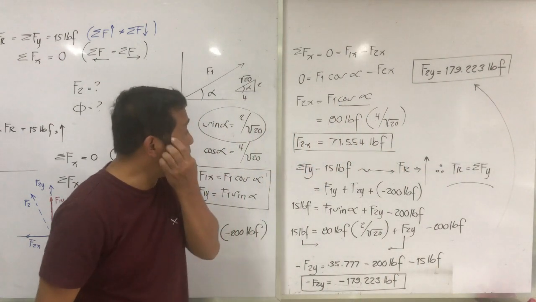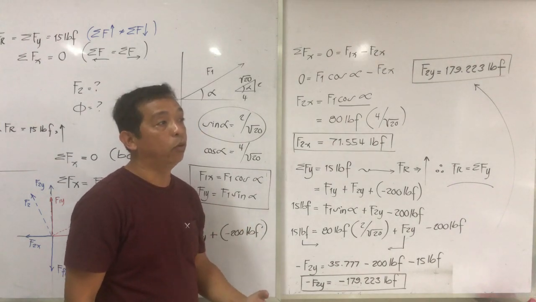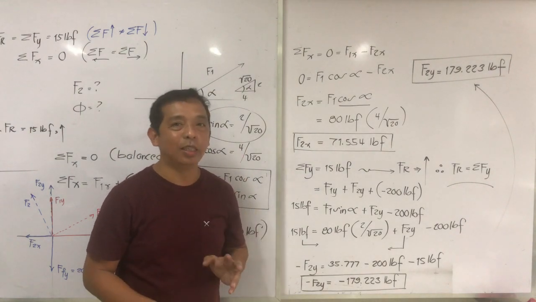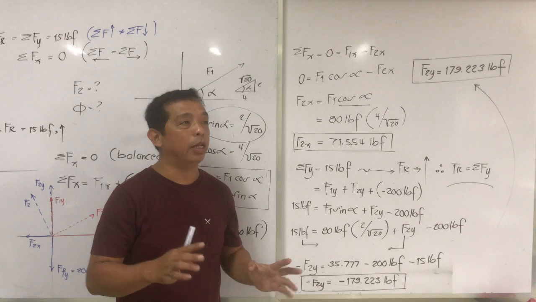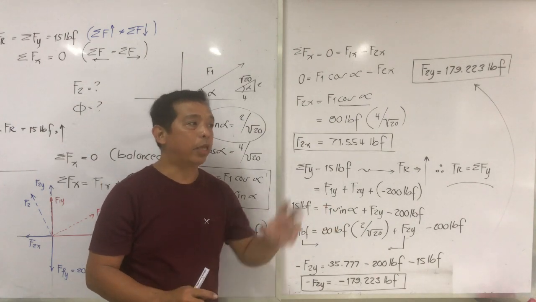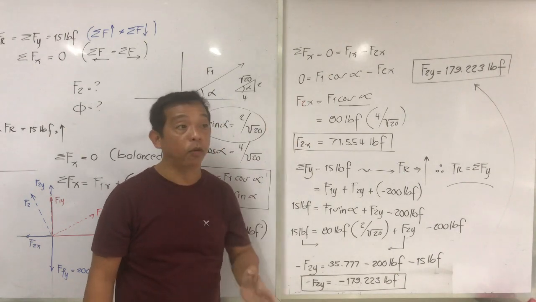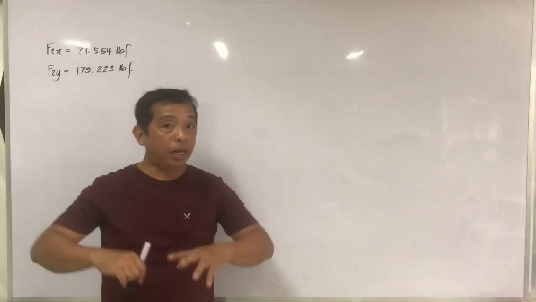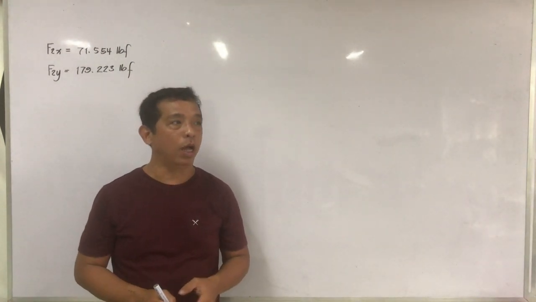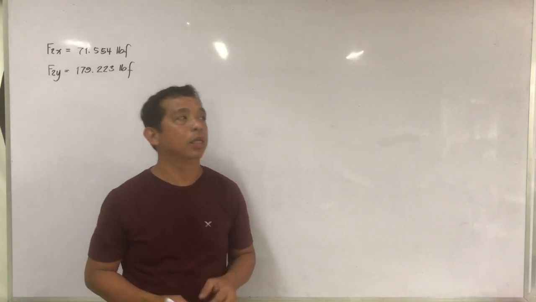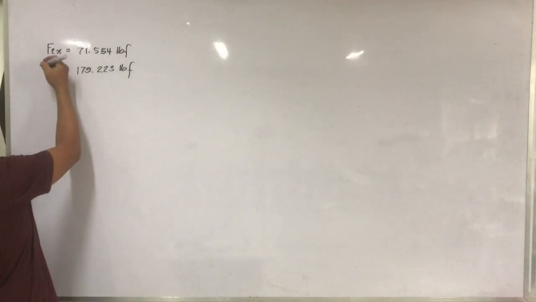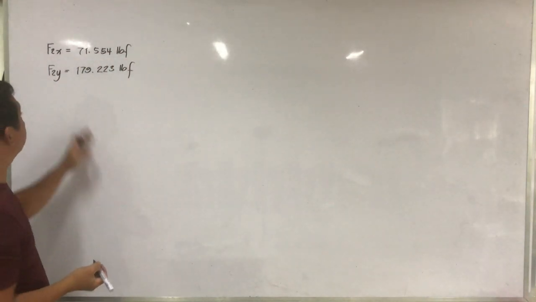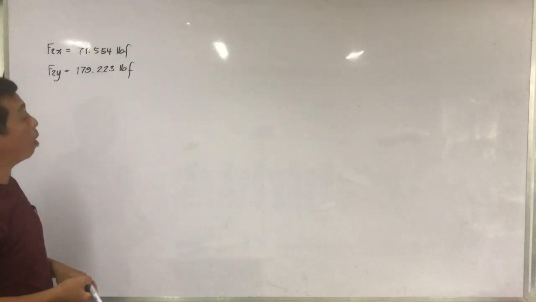Now, since meron tayong X and Y components ng F2, makukuha natin F2. Dahil dati, sineseparate natin sa X and Y components ang isang force. Ngayon naman, i-combine natin. Given ang X and Y components, makukuha natin yung mismong force at saka yung angle kung saan siya naka-project. Okay. Bali nakuha na natin ang X and Y components ng F2, ang F2x at saka ang F2y. Lumalabas kasi na ang F2x na 71.554 pound force and F2y na 179.223 pound force.